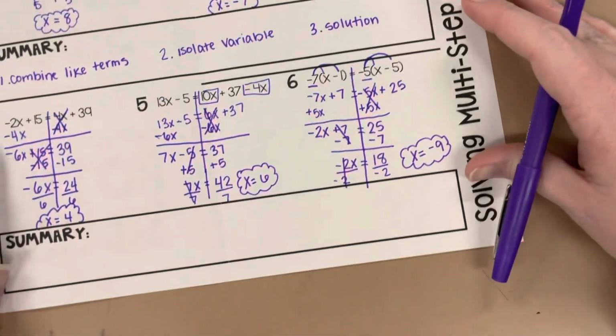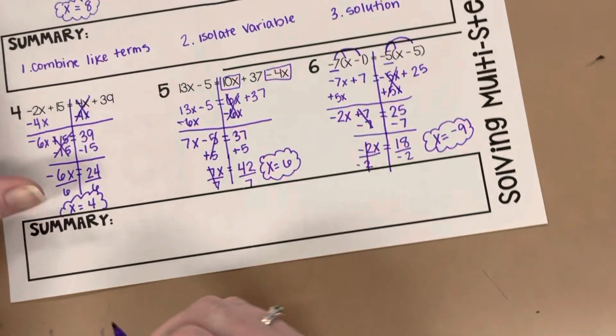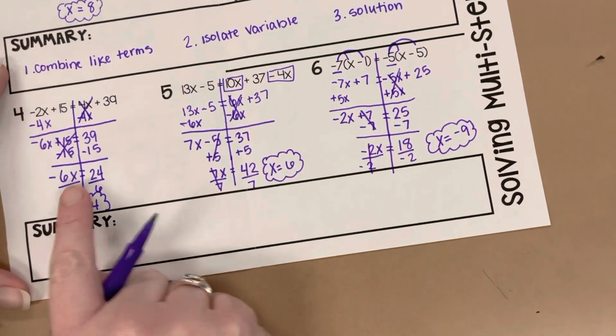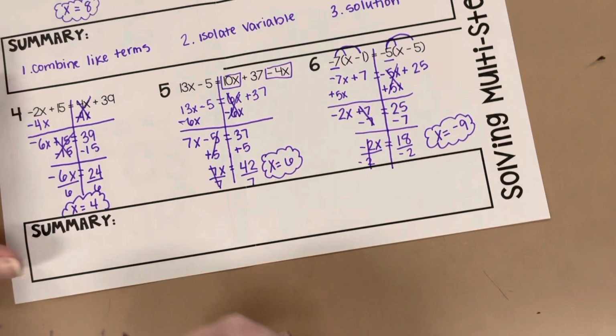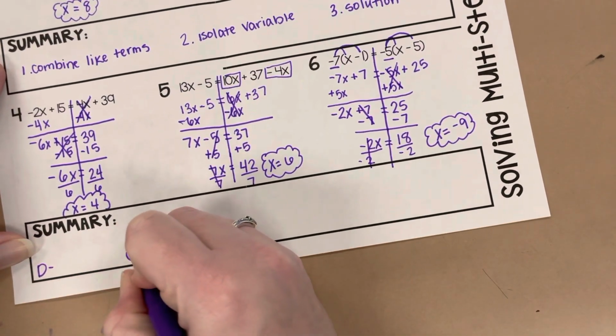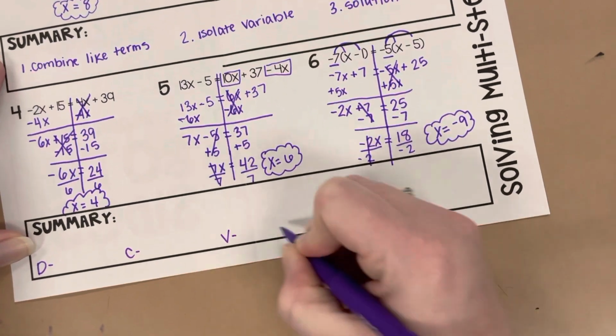Okay, so now here's my summary. When we talk about solving multi-step equations, especially when I have variables on both sides, I like to use what we call DC VAMS.